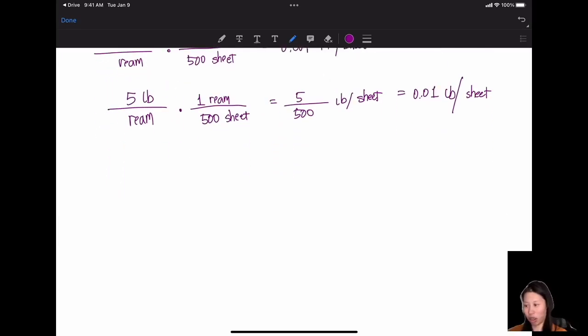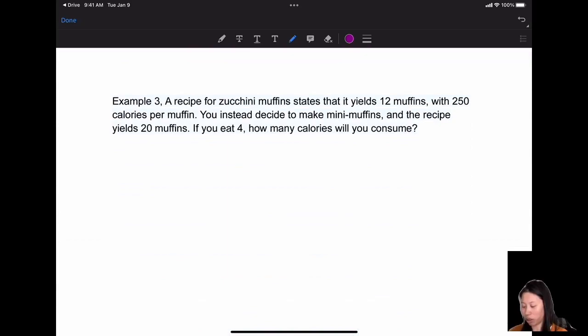Okay, not hard. Let's do another one. A recipe for zucchini muffins states that it makes 12 muffins with 215 calories per muffin. You instead decided to make mini muffins and the recipe made 20 muffins. You will eat 4. How many calories would you consume?